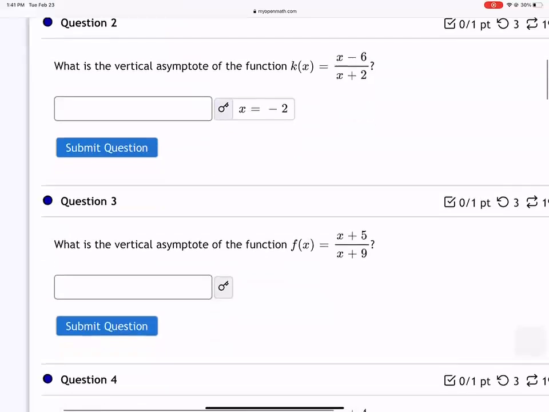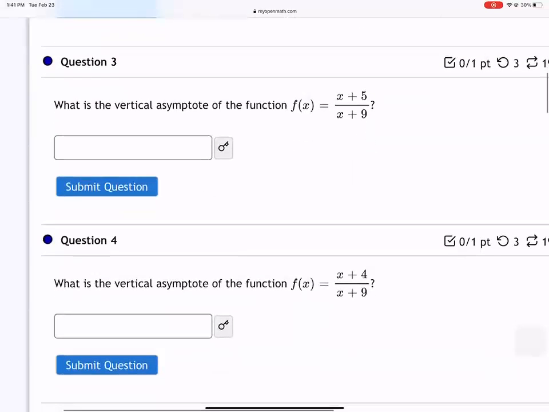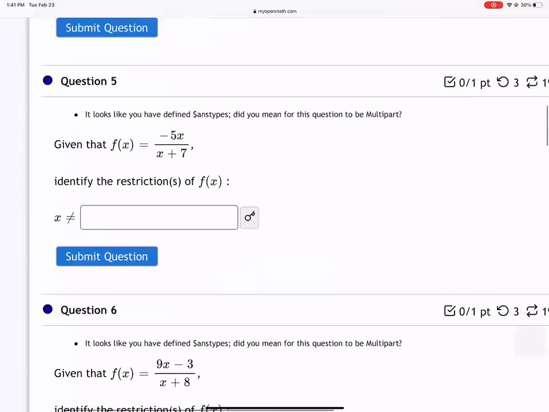Remember, you're allowed 3 tries. What's the vertical asymptote of this function? x plus 9. You can probably guess. What cancels out with a plus 9? A minus 9. That's right. Okay, so those are our first sets of questions.